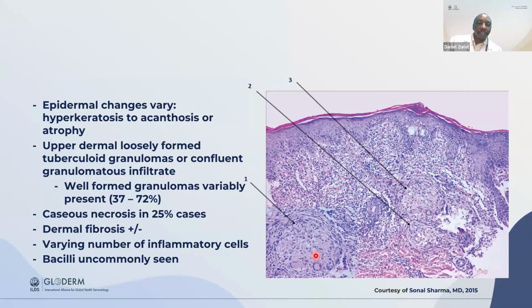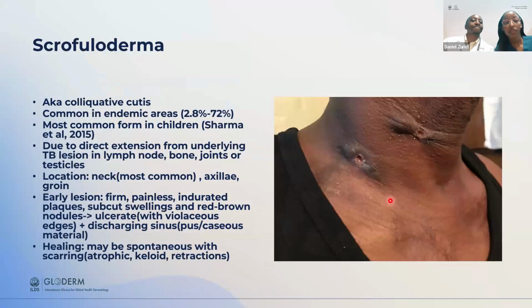We have the obvious epidermal changes that are not diagnostic by themselves, but you need to be able to put the whole biopsy together. You may see caseous necrosis in fewer cases, up to 25% of cases. The granulomas are much more common, and the vascular populations are usually very low, but we have to be able to acknowledge that.